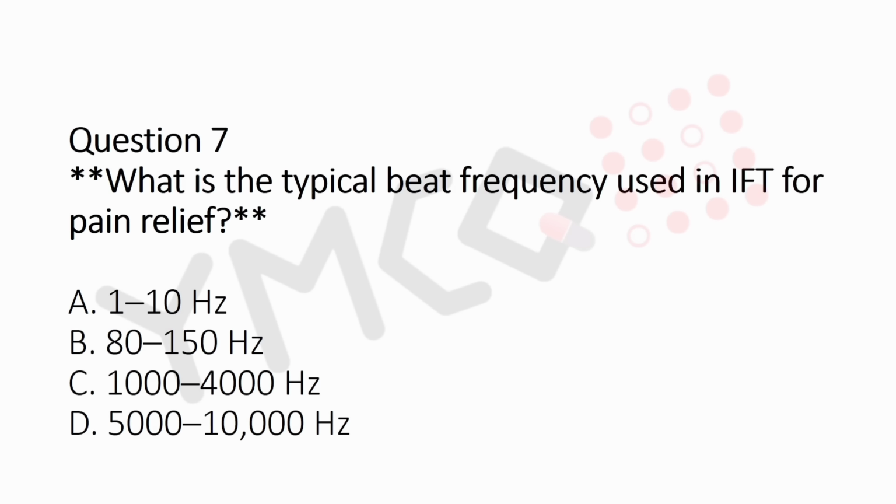What is the typical beat frequency used in IFT for pain relief? Option A, 1 to 10 Hz. Option B, 80 to 150 Hz. Option C, 1000 to 4000 Hz. Option D, 5000 to 10,000 Hz. And the answer is option B, 80 to 150 Hz. Now let's move to question number 8.